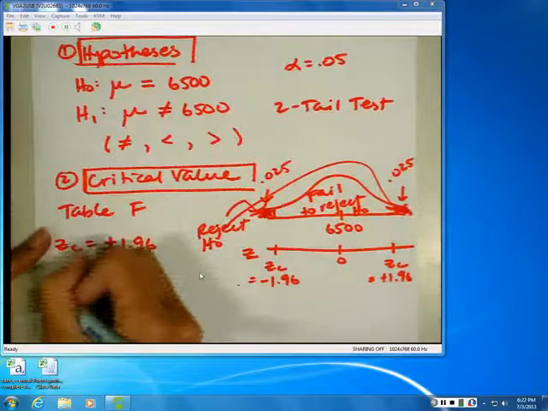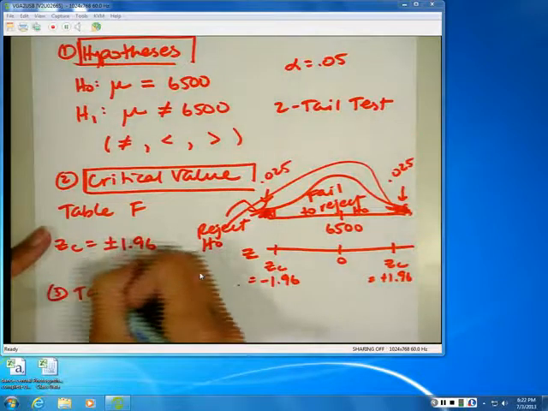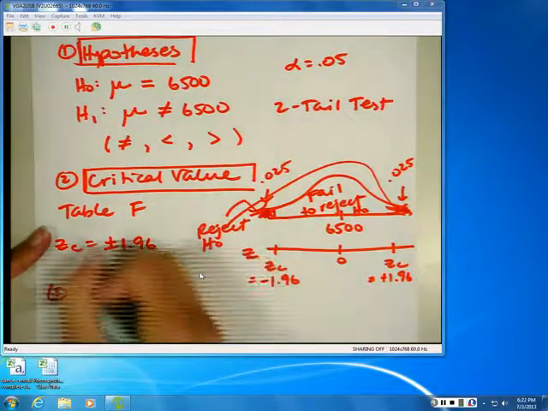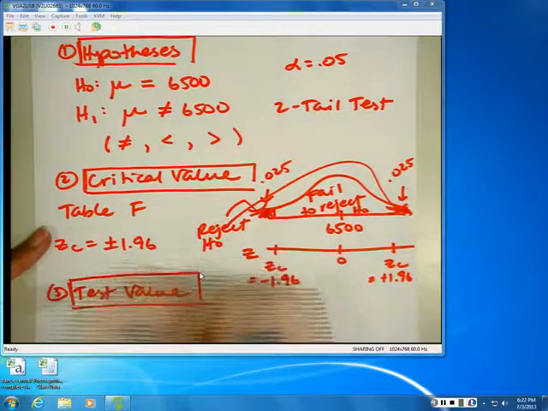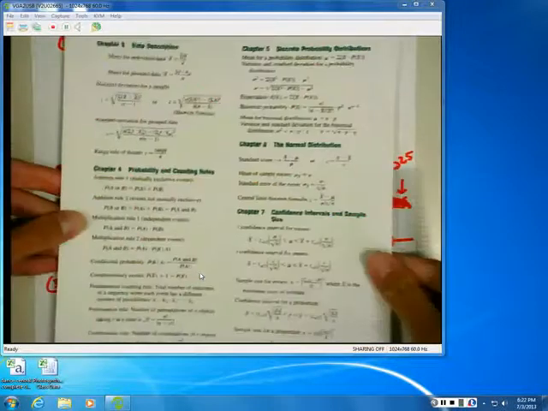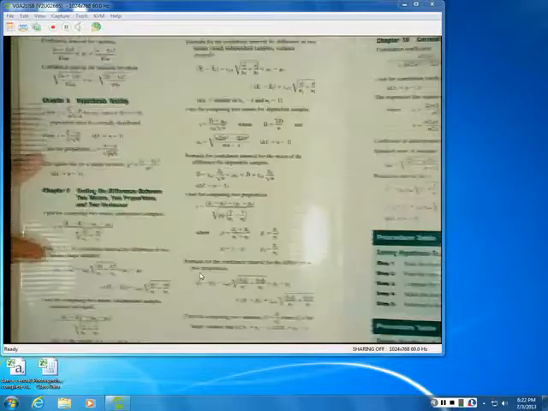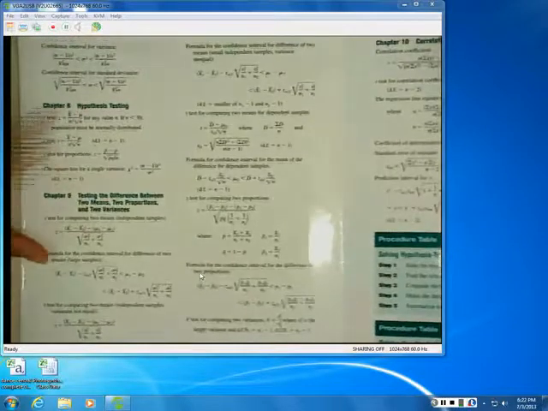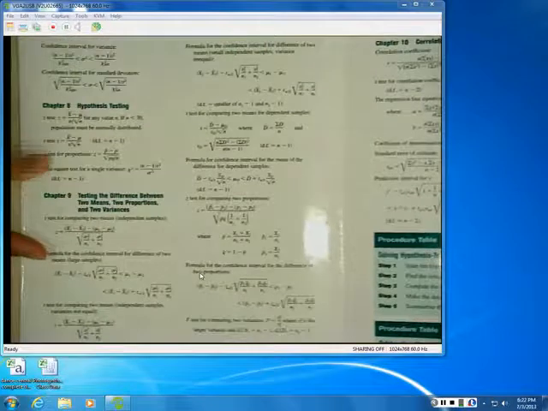Step number 3, I need the test value, and I'm going to use the calculator. Because I can. Your book, here's the formula sheet. It has some really great formulas. That's chapter 7. For chapter 8, they're here. You can use the formulas. You'll get the same values that we get off the calculator, but I'm going to use the calculator. It's just so much easier.